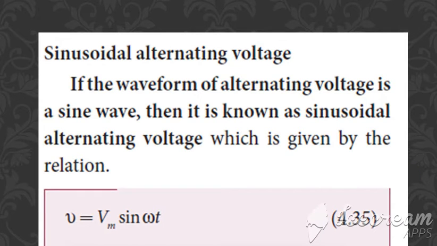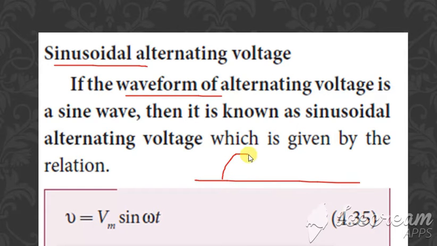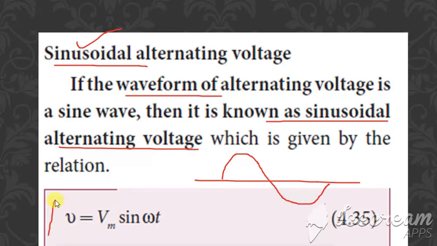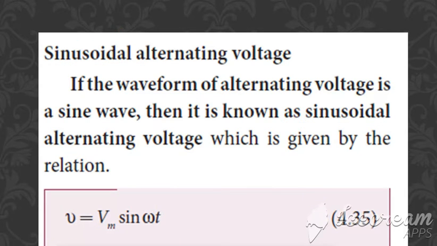Clear? So next is sinusoidal alternating voltage. So what is meant by sinusoidal? It means the waveform. Okay, if the waveform of the alternating voltage is a sine wave, so நம்ம இப்படி வரையறோம் இல்லையா, that is called a sine wave. அதுக்கு பேர் தான் sinusoidal அப்படின்னு சொல்லியிருக்காங்க. It is known as a sinusoidal alternating voltage, which is given by the relation V is equal to Vm into sine omega t. Okay, so we have to know this equation, V is equal to Vm into sine omega t.